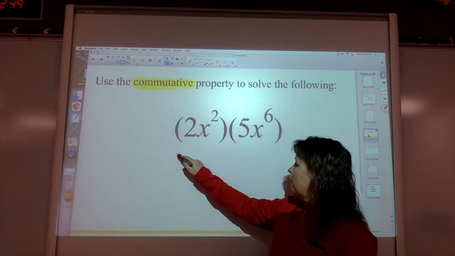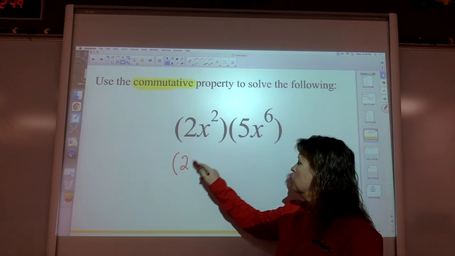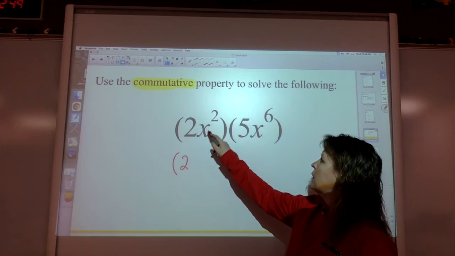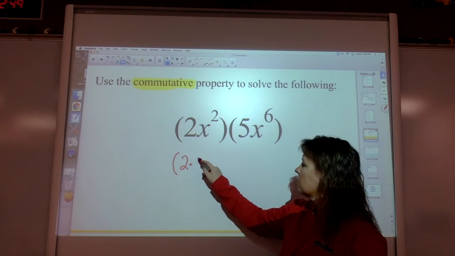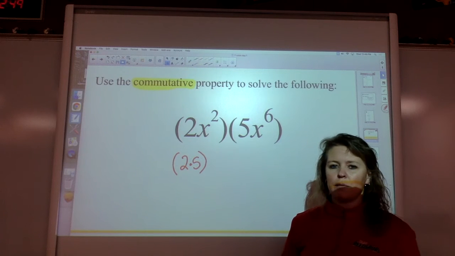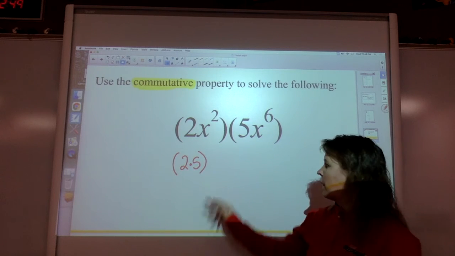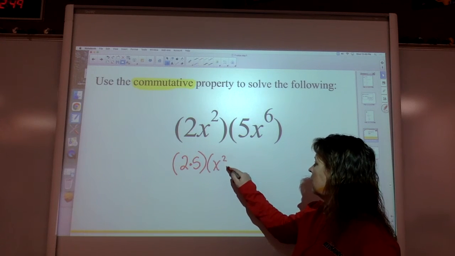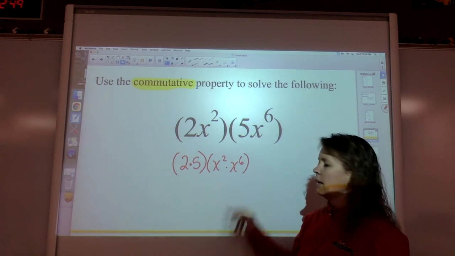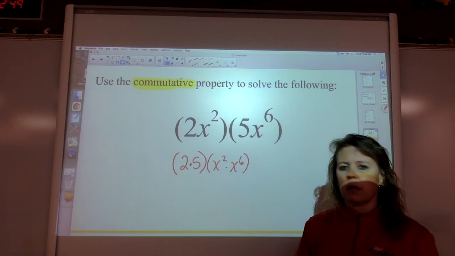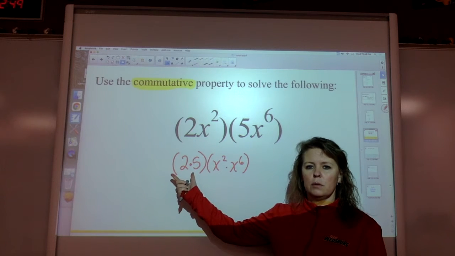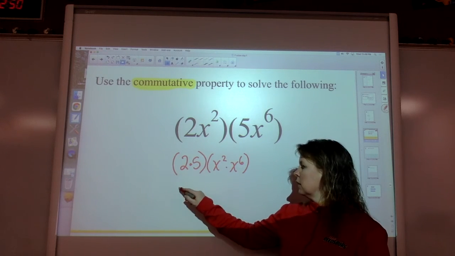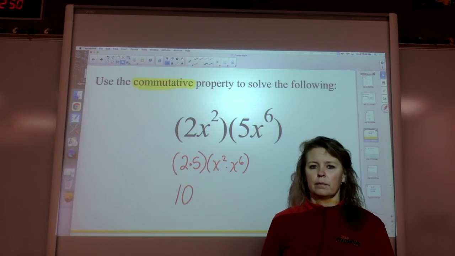So in the first parenthesis, we will put the 2. And since it's 2 times x squared times 5 times x to the 6th, everything is multiplication. We're going to put the 2 times 5 in this community. We are going to put the x squared times x to the 6th in that community. This community is whole numbers. Go back to the original rules. What is 2 times 5? 2 times 5 is 10.